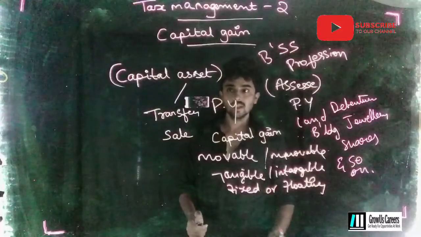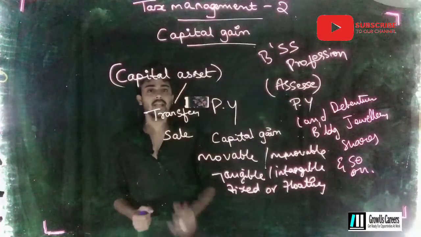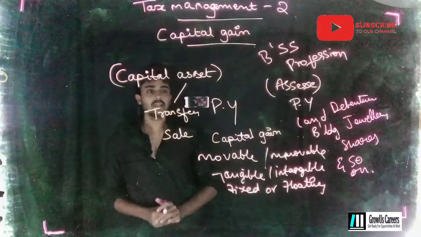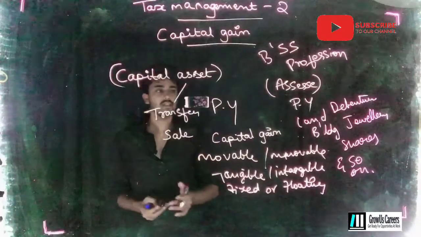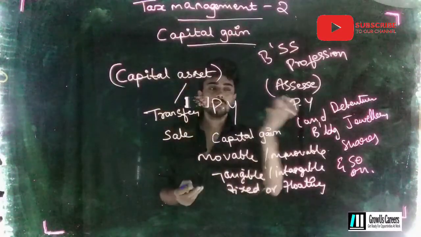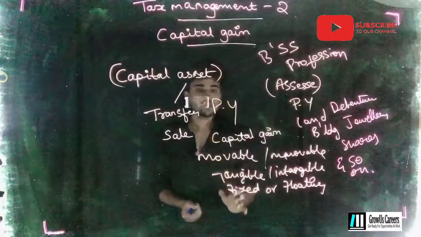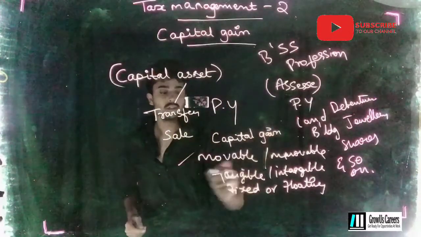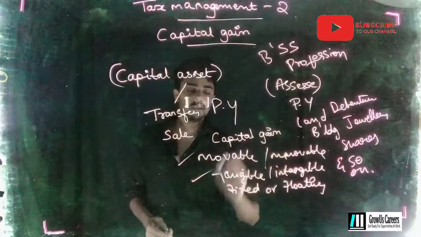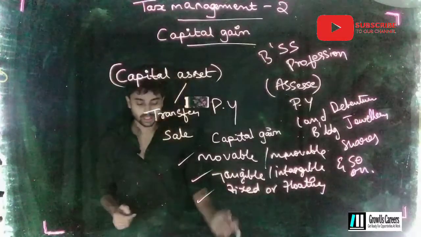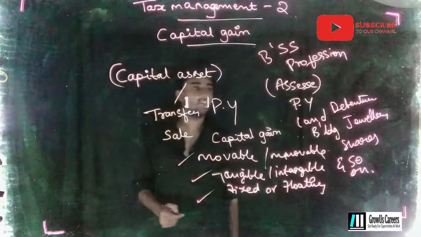So what is a capital asset? Capital asset is any property held by an assessee. It may be of his business or profession, or may not be. So it may be movable, immovable, tangible or intangible, fixed or floating. I hope you understood till now.